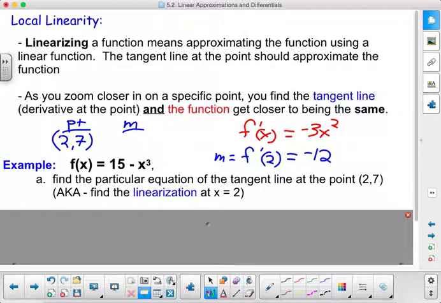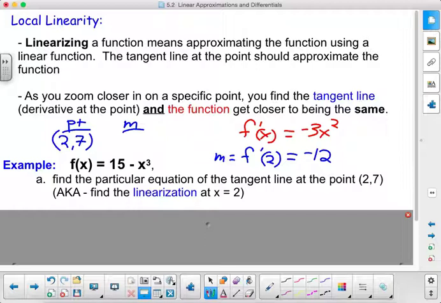So if I asked you here a question, how's my function changing at x equals 2? My function's doing what? Going up or going down? It's going down. It's decreasing. What's the rate it's decreasing at? It's decreasing at -12 units per whatever we're measuring in, right? So kind of going back to all these related rates pieces.